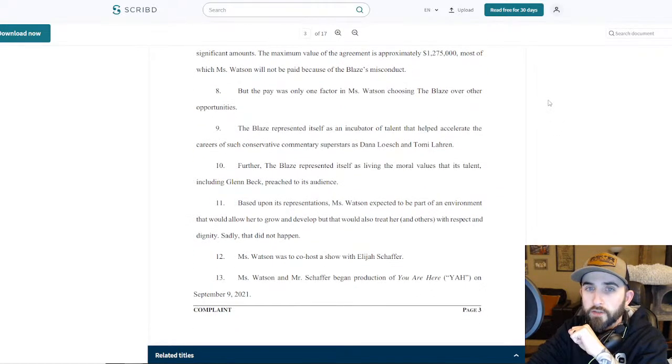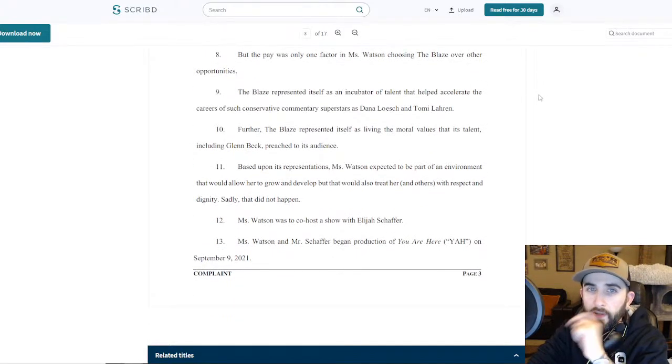I don't know how much she actually got paid, to be fair. But the pay was only one factor in Miss Watson choosing the Blaze over other opportunities. But yeah, he's flamboyant.